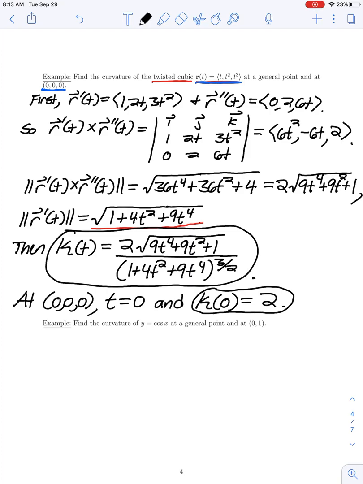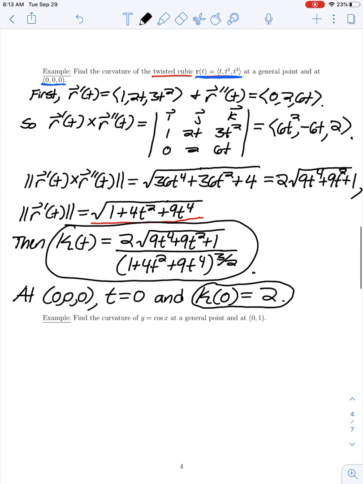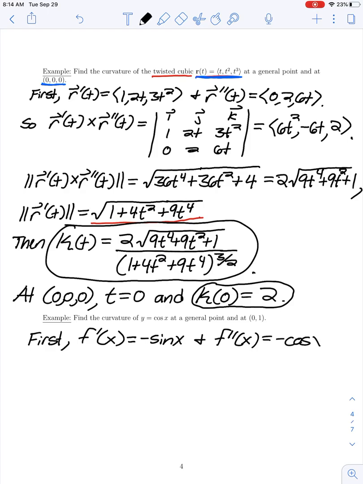All right. Now let's look at another example, slightly different. Here we are asked to find the curvature of the plane curve, y equals cosine x, at a general point and at the point 0, 1. So using formula number 3 from our previous theorem for alternative forms of arc length, we would first need to calculate the first and second derivatives of this function, which defines my curve. So here my function was f of x equals cosine x. Taking its first derivative, I would have negative sine x. And the second derivative, f double prime x, would be negative cosine x.